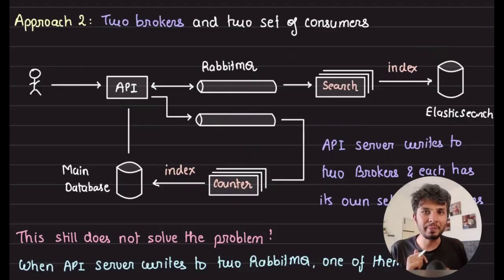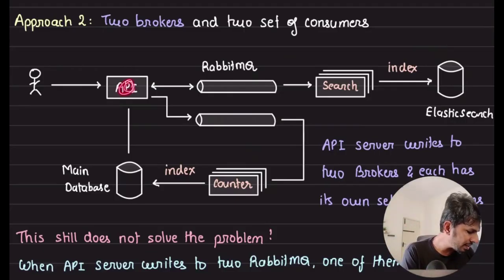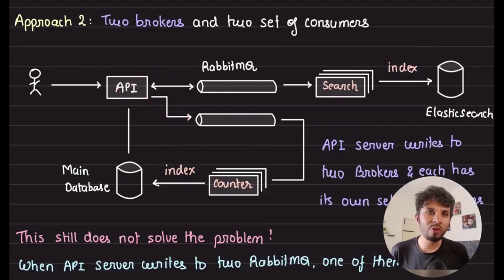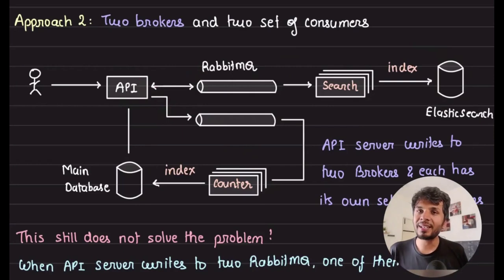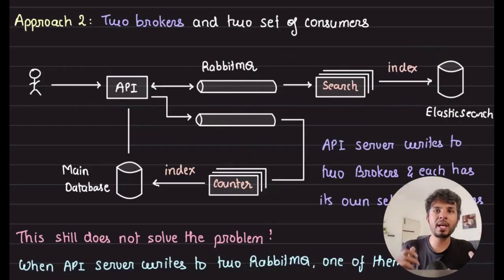Wait, but not really. Here, the API server has to write to 2 queues. That is also a problem, because what if the write to one queue succeeded, but before it could write to the other one, your API server crashed? You are still left with the same problem. It's not that adding 2 queues did not solve the problem, because now the fault that could happen at workers is taken care of. But what about API servers?